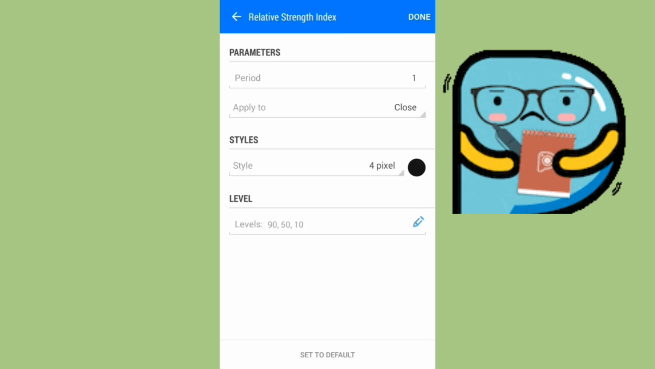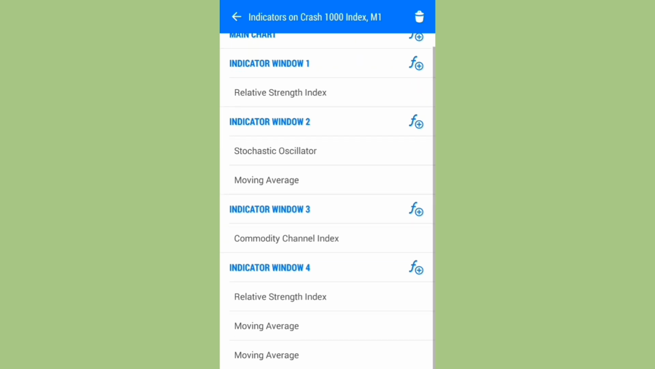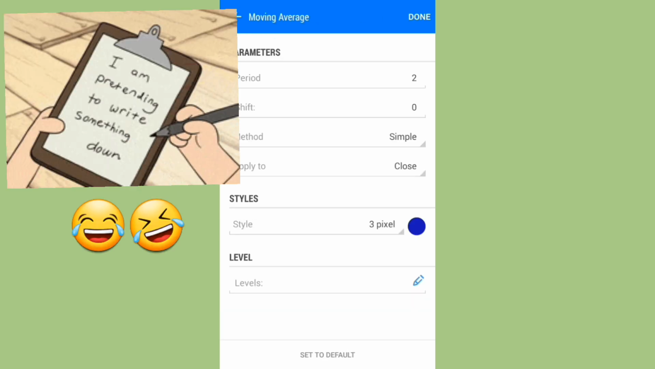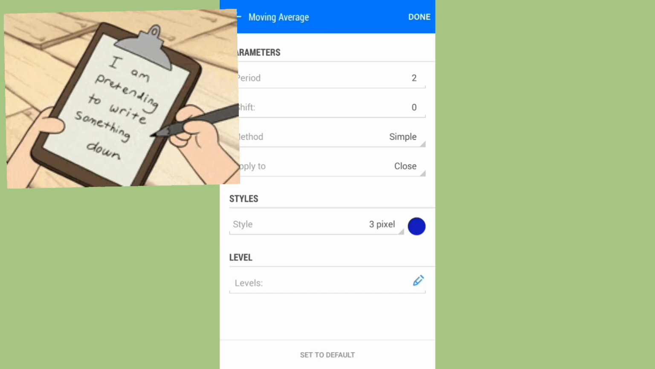Afterwards, you click done. The second indicator on window number 4 is the moving average, having the following parameters: period 2, shift 0, method simple, apply to close, style 3 pixel and the color is blue. No levels are needed.